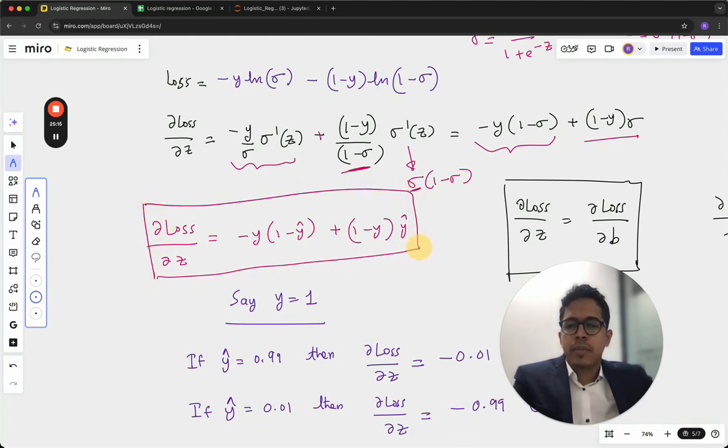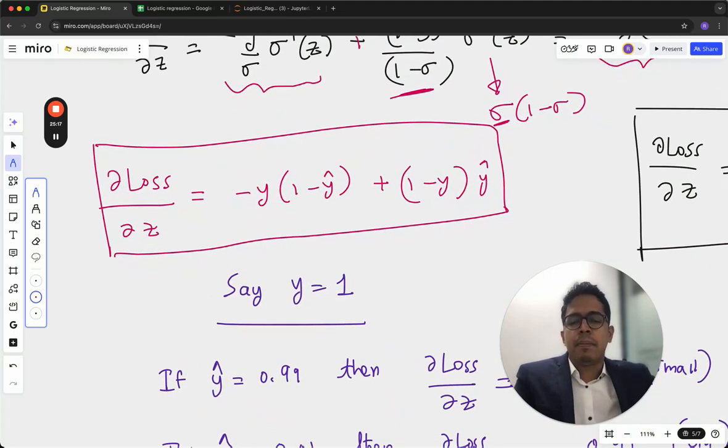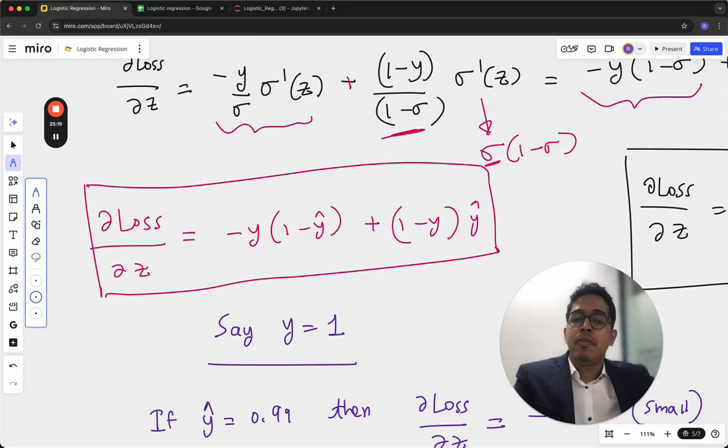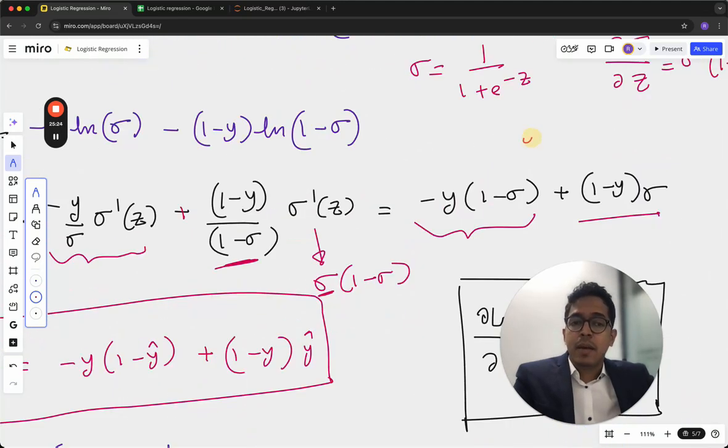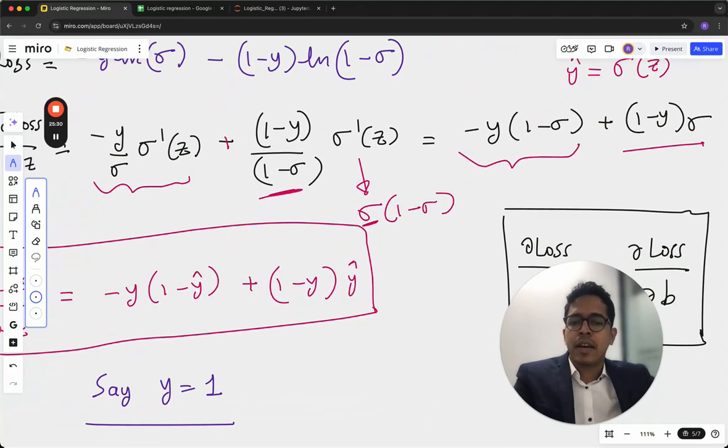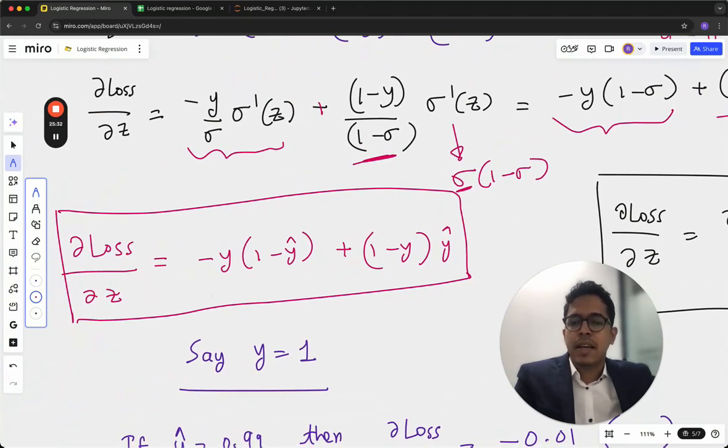So now this is the final format of the loss function derivative. Dou loss by dou z is equal to minus y times 1 minus y cap. Why did I suddenly write y cap here? Because sigma is y cap. Y cap, which is the predicted value of y, is equal to sigma of z. That's why I have replaced sigma with y cap. So this will be minus y times 1 minus y cap plus 1 minus y times y cap.